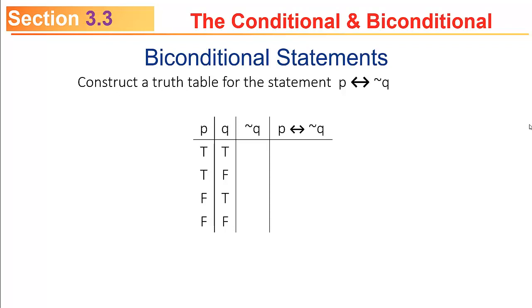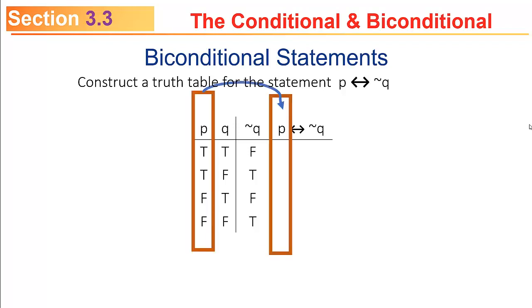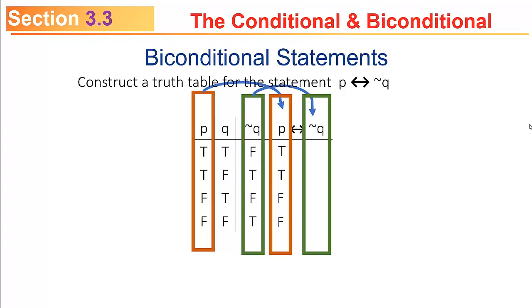I begin my work by taking the Q and changing it to not Q. So I change all the truth values in the Q column to their opposites to get not Q. Then I notice in the final column I have a P on the left of the if and only if symbol, so I'll move those P values from the far left underneath the P. On the right side of the biconditional symbol I have the not Q, so I'll move the not Q values underneath.